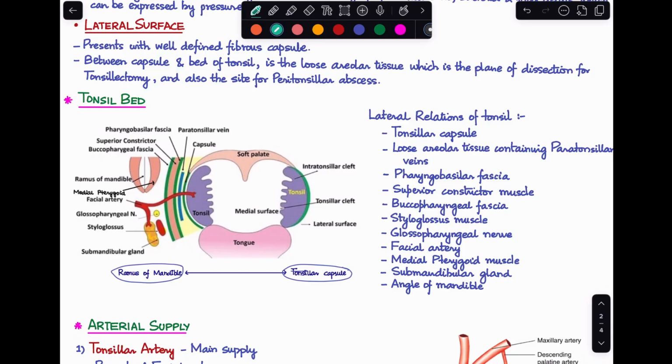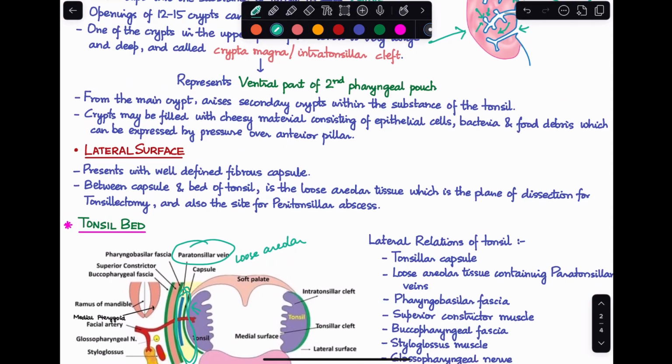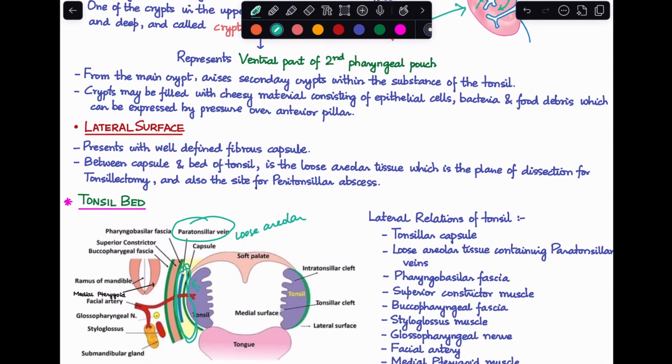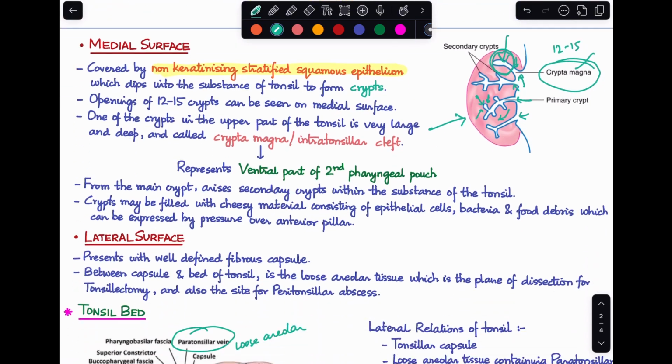Let's look at the image over here. This is the capsule of the tonsil, and this space that we are seeing over here, this is the peritonsillar space. And this peritonsillar space consists of loose areolar tissue as well as the paratonsillar vein. So this plane is the plane of dissection when we are performing tonsillectomy. And also in cases of peritonsillar abscess or quinsy, I have a video on this where I explain more in detail about what happens in peritonsillar abscess. So this is the site for peritonsillar abscess formation. So this is all about the different parts of the tonsil.